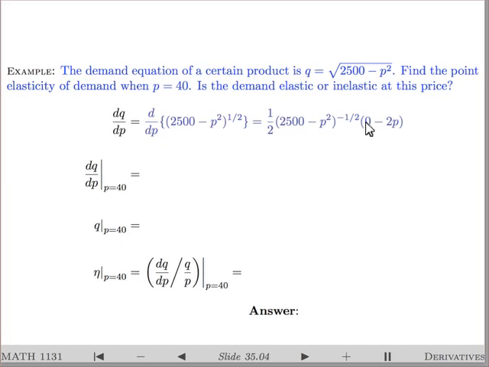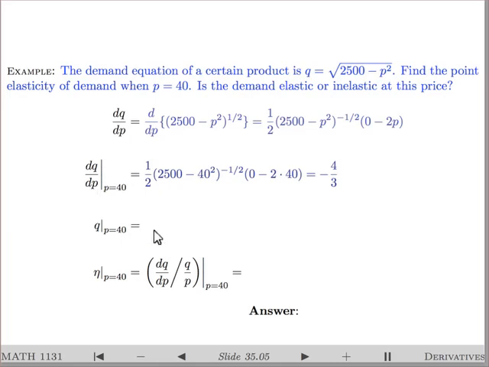Of course, you can simplify this a little bit. This is just minus 2p. We can cancel the 2's. Or you can just plug in the given value of p into this as it is and then simplify. This will come out to be 30 squared to the negative 1/2. So we get negative 2 times 40 over 2 times 30, which is negative 4/3. Remember this derivative, dQ over dP, should always be negative.